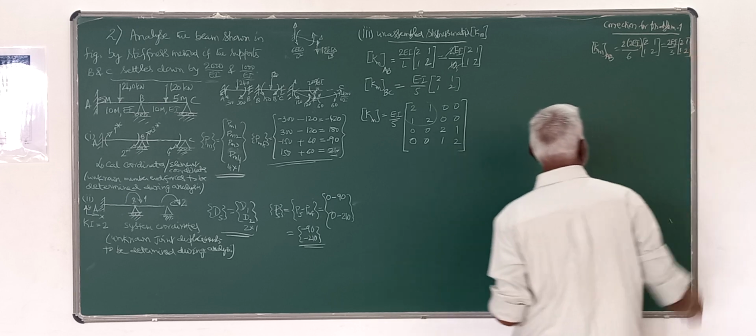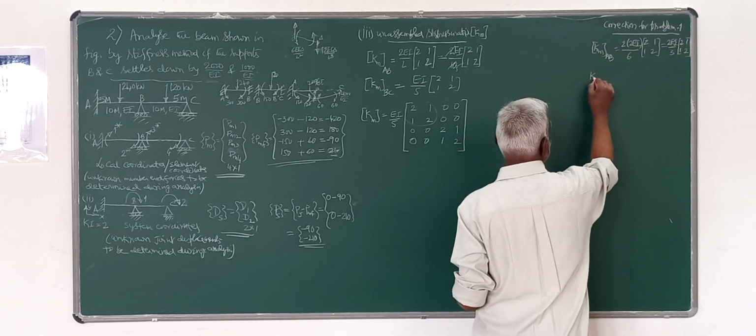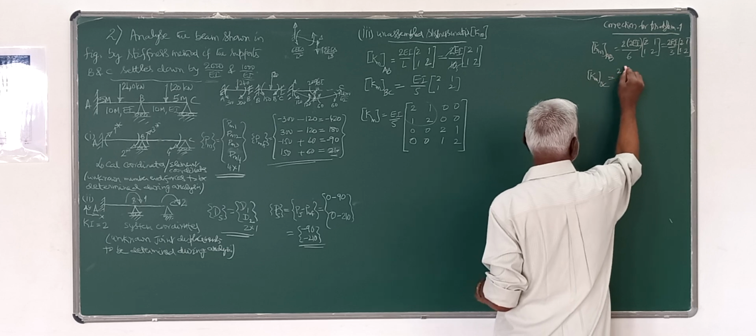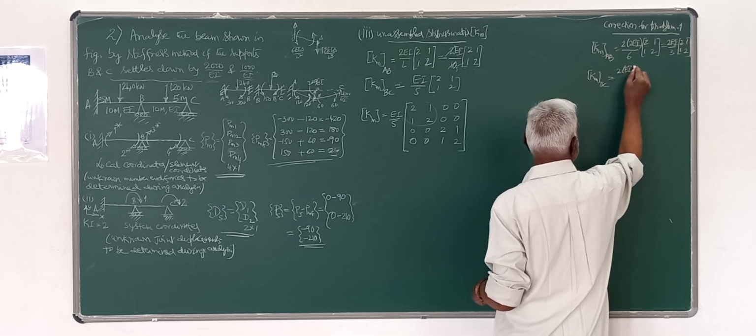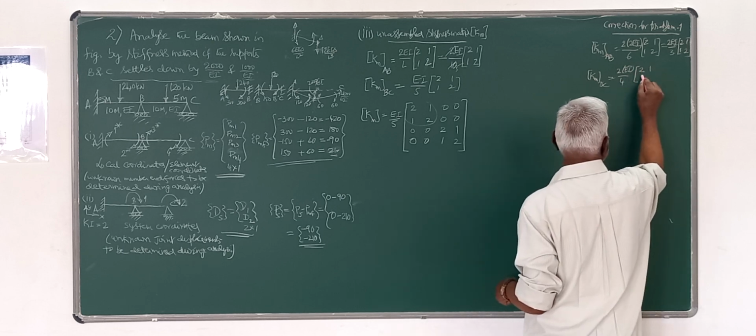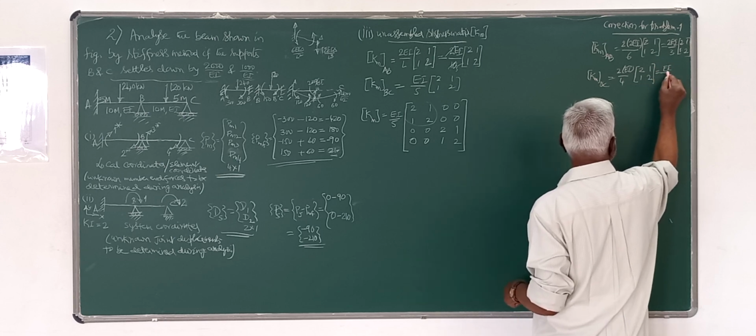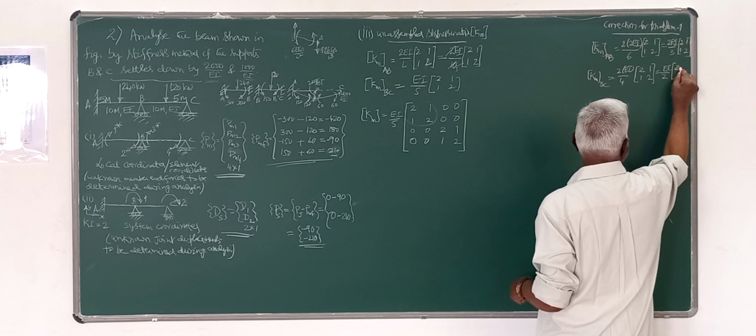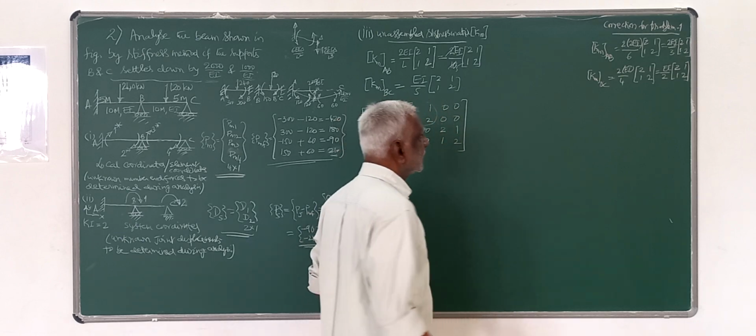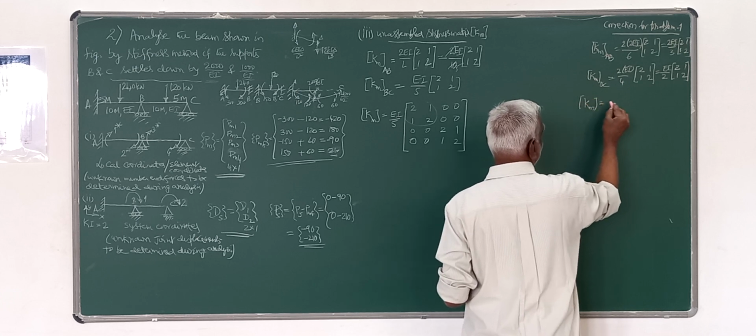That was the member stiffness matrix I should have taken. I had taken it differently, so I have made that change. For member BC, EI is 2EI, L is 4 meters, and the matrix is 2, 1, 1, 2. After simplification, you will get EI by 2 into 2, 1, 1, 2. That was the stiffness for the member BC in the previous problem.